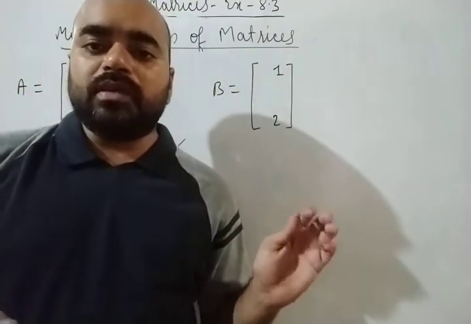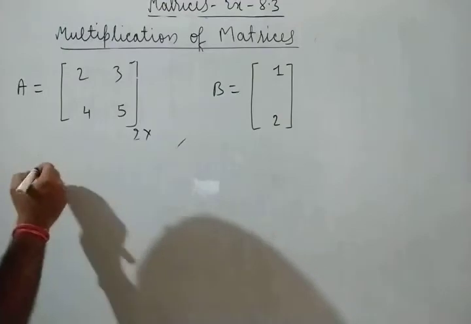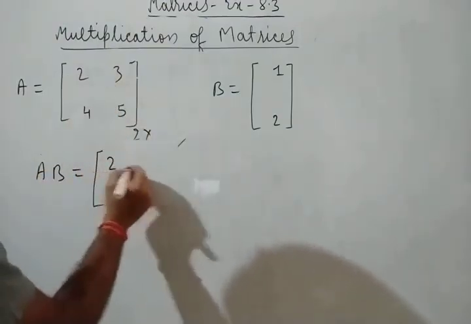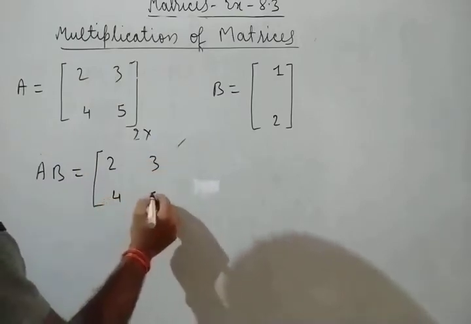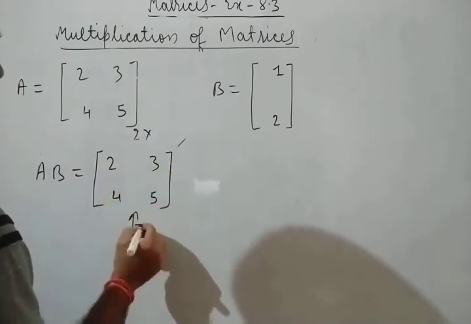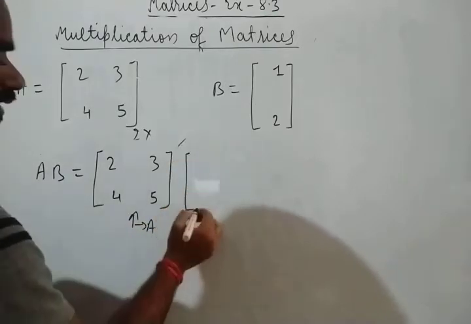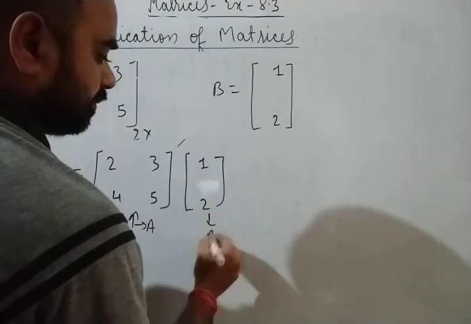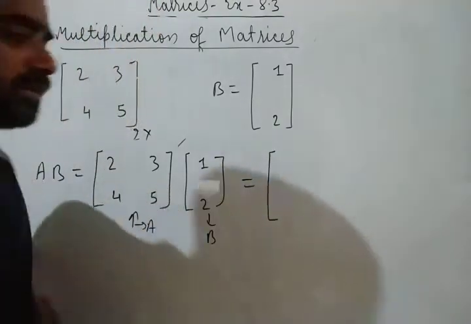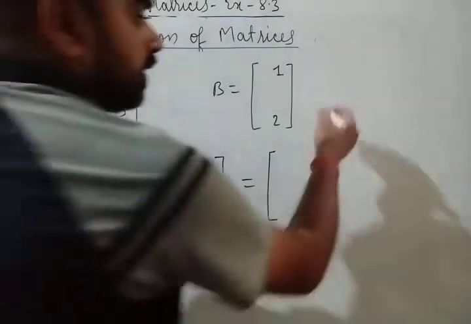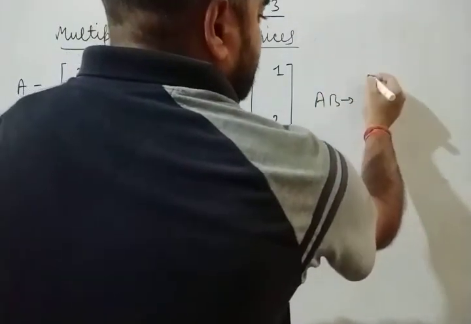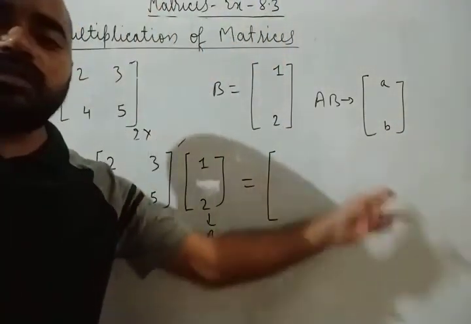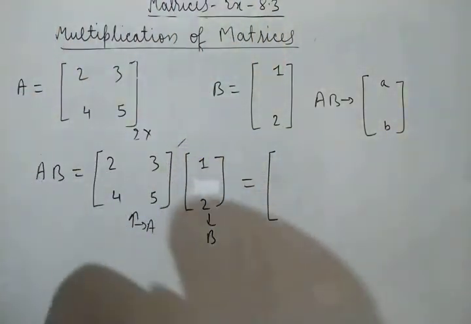I am going to obtain matrix AB. First you substitute the values. Matrix A is 2, 3, 4, 5. This is matrix A. Then substitute matrix B: 1, 2. This is matrix B, correct. And how to find the required matrix? See, already we have done: AB is like this, a column matrix. AB will be of this structure. Now, how to obtain the elements?